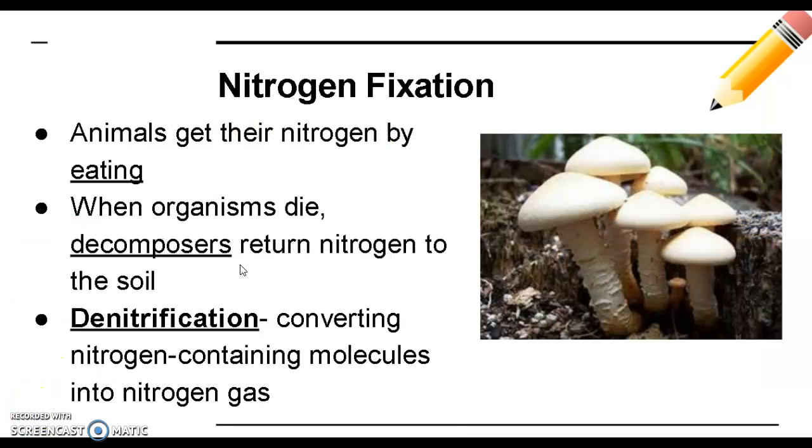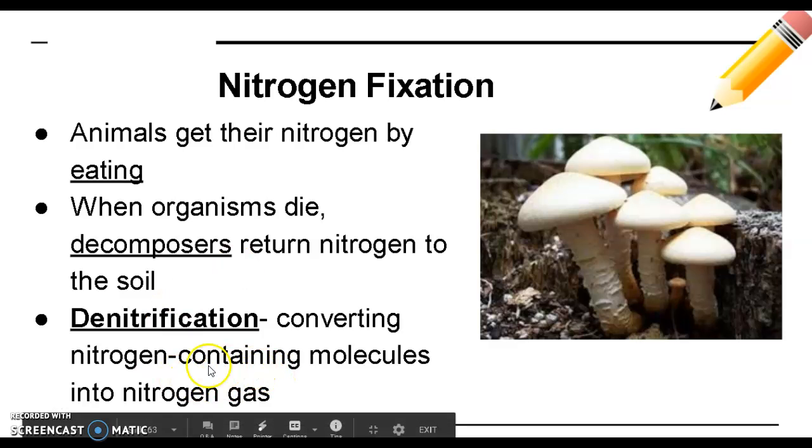So, what about animals? Animals get their nitrogen by eating plants and other animals. So we can't do anything with the nitrogen that we breathe, but we get all our nitrogen from our food. When organisms die, decomposers return nitrogen to the soil. So all of our nitrogen containing molecules in our bodies gets broken down by decomposers, and then other bacteria convert nitrogen containing molecules back into nitrogen gas, completing the cycle in a process known as denitrification.